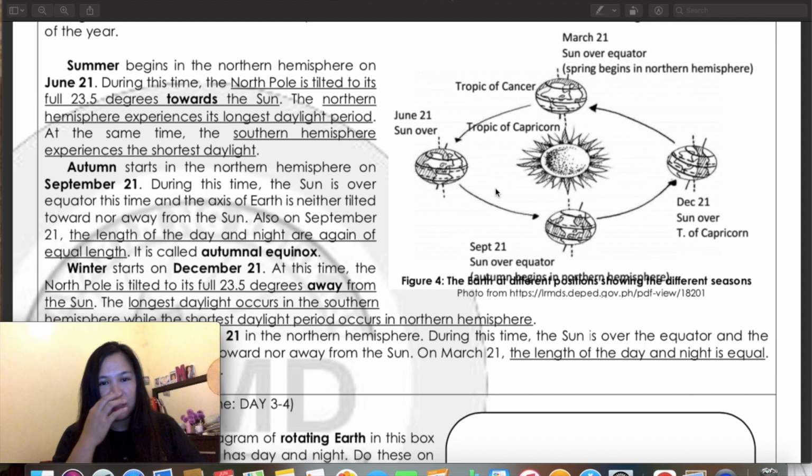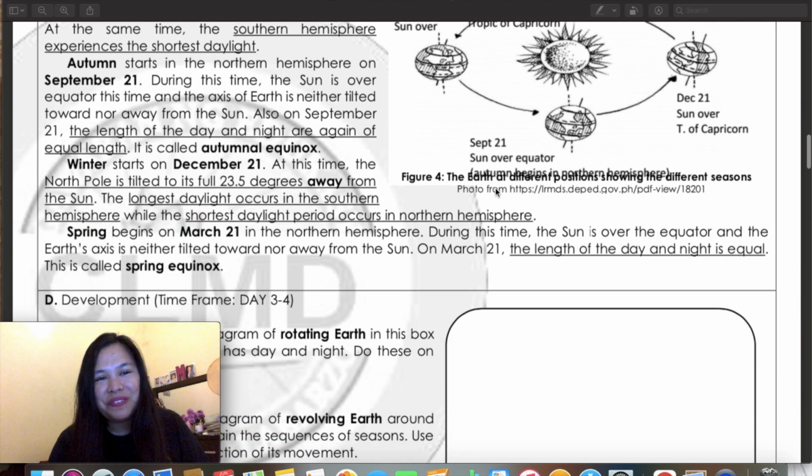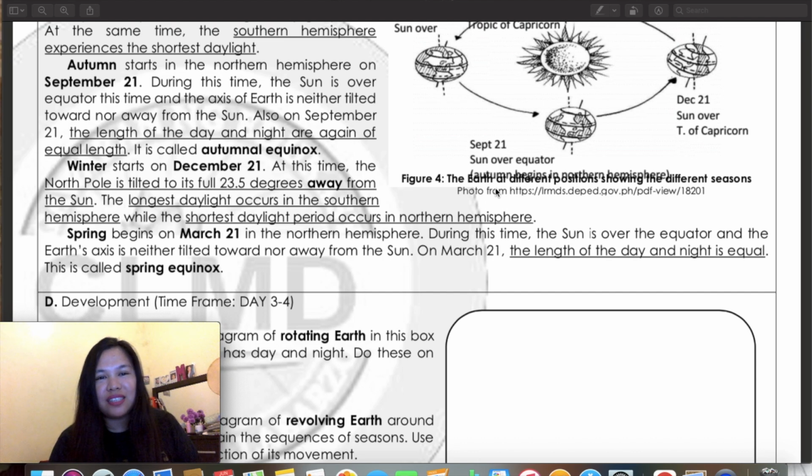So, the Northern Hemisphere experiences its longest day period at the same time, and the Southern Hemisphere experiences the shortest day. So, yun po. Pag ang North Pole nag-experience ng gabi, sa South Pole, araw sila. Tapos yung South Pole naman ang araw, yung North Pole naman ang gabi. Ganon. So, next, autumn starts in the Northern Hemisphere on September 21.